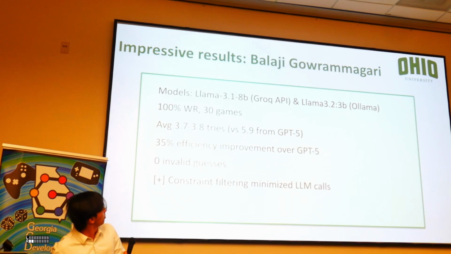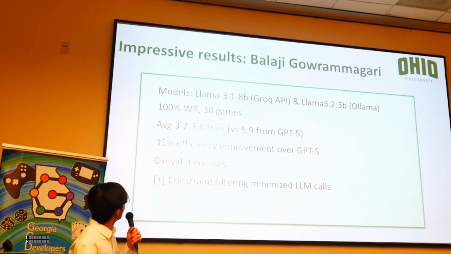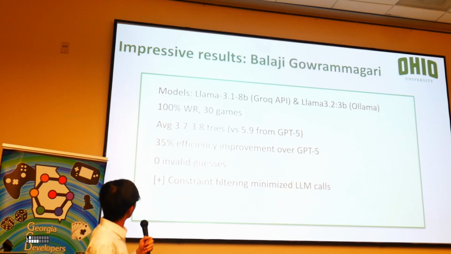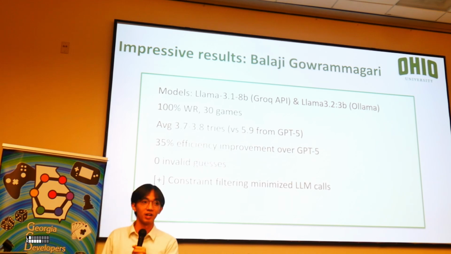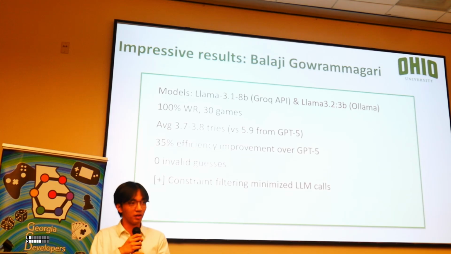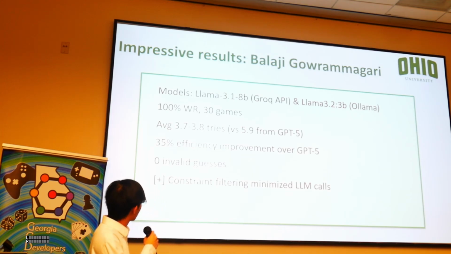And so there was one really impressive result from one of the students. Using a model with only 8 billion parameters, he was able to solve Wordle 100% of the time, with an average of only 3.7 tries. That is even better than 5.9 from GPT-5.